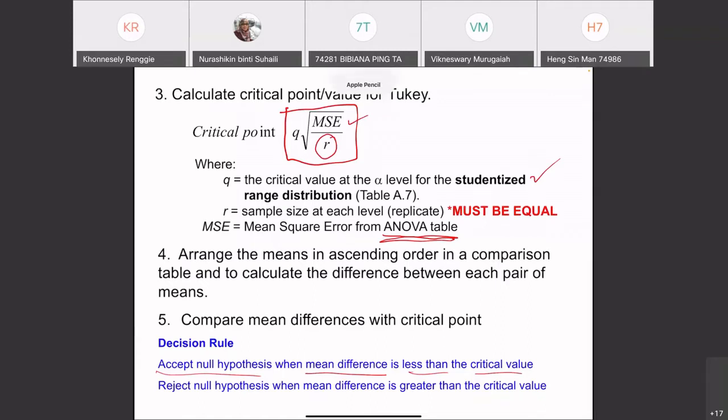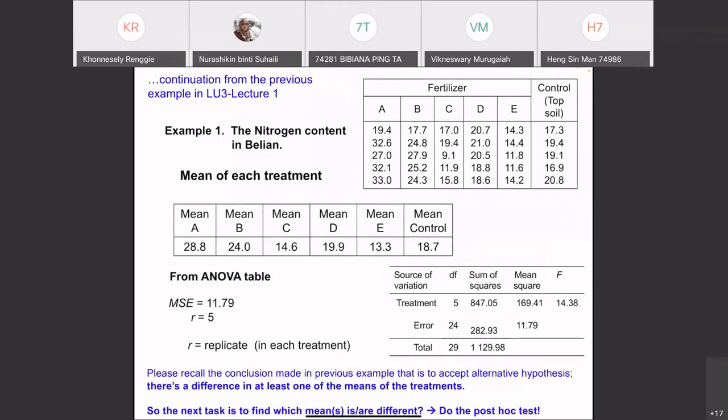And then what you have to do next is calculate the difference between each pair of the means, and then compare the mean difference with the critical point. So what's the difference between each pair? Let's say you have all the means and you put them in this way, all the means for the samples. This is from the previous example where you have these 6 samples and you calculated the mean for all the samples.